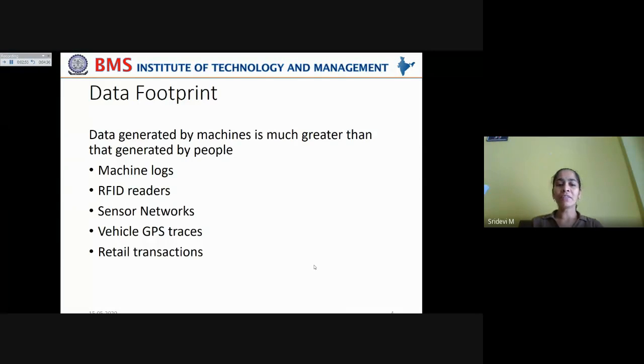Even in retail transactions, when you go to a supermarket and buy something, they are recorded and analyzed in order to know the customer's purchasing behavior, so that they can understand what things are frequently bought together and arrange them at the same place in the racks. That way they can enhance the user's shopping experience and bring the users back, retaining customers with their particular brand.